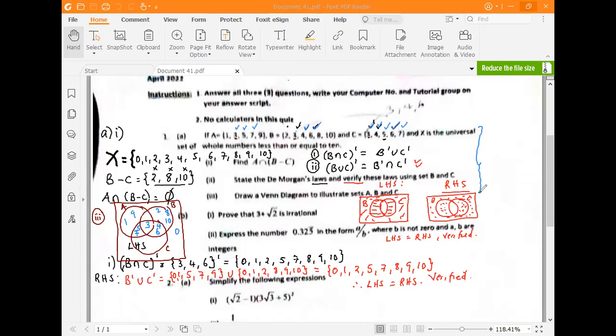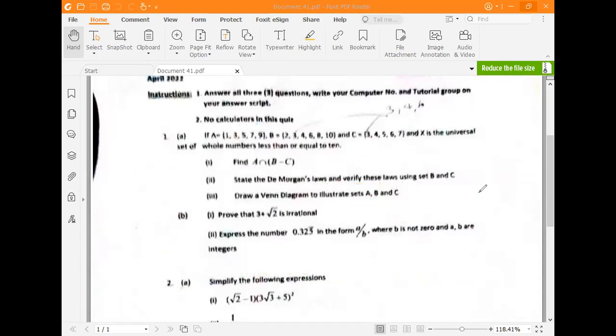Okay. Then let's talk about B now. Q1B: Prove that 3 plus root 2 is irrational.